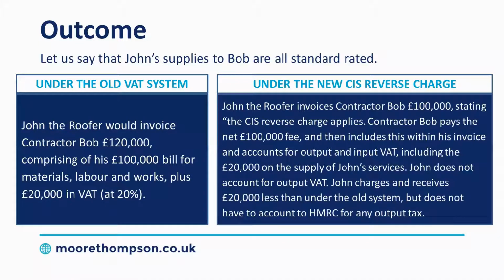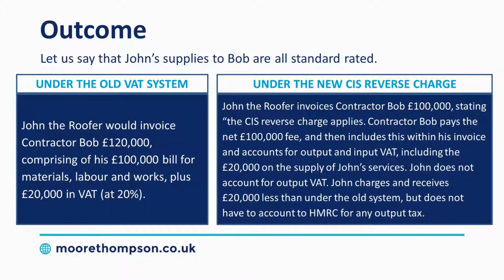John the roofer would, under the old VAT system, invoice contractor Bob £120,000, comprising a £100,000 bill for materials, labour and works, plus £20,000 in VAT at 20%. However, under the new CIS reverse charge mechanism, John invoices only £100,000. His invoice states that the CIS reverse charge applies and that the applicable rate of VAT is 20%. Contractor Bob pays John the net £100,000 fee.